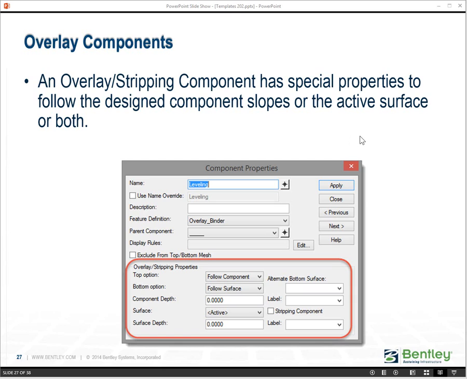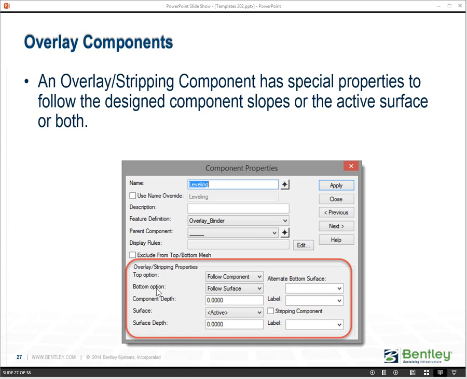So the first thing I want to take a look at is just the basic screenshot of an overlay component and point out that there are some additional properties that we add to be able to assign the component controls over the top and bottom independently. For example, on an overlay component, we have an option for the top of the component and for the bottom of the component.